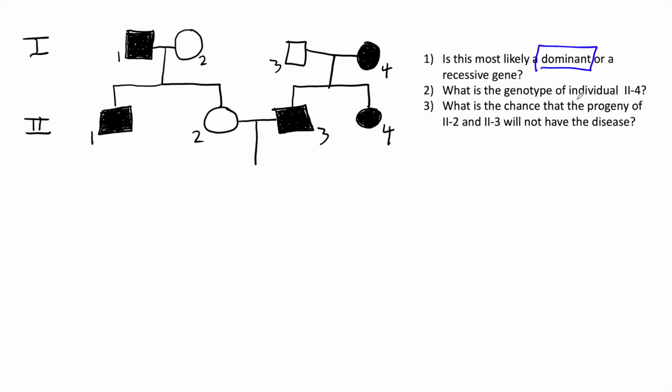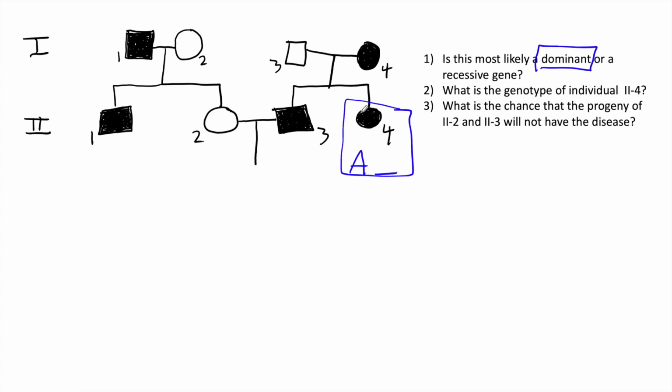Second question, what's the genotype of individual 2,4? So this person right here, it wants to know what their genotype is. Okay, so they're filled in, and since it's a dominant, that means they have to have at least one dominant. So let's say big A dash. And they could be big A, big A, or big A, little a. Now to figure out what the dash is, she doesn't have any kids, so you can't tell by her kids. So you can only tell by her parents.